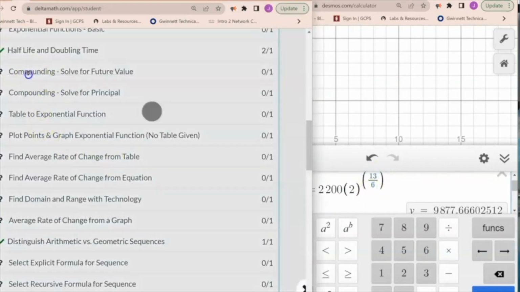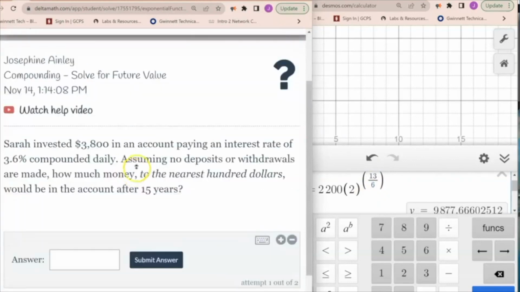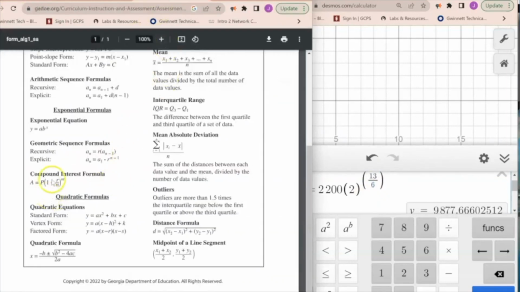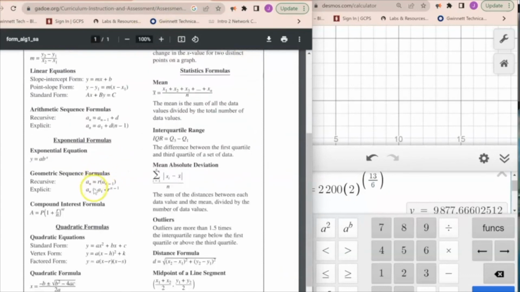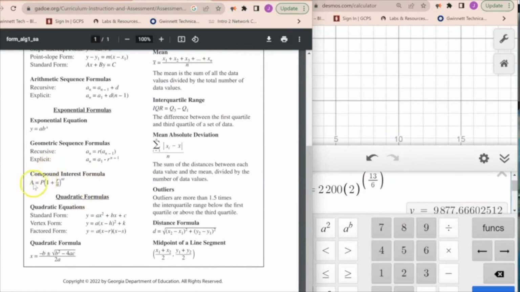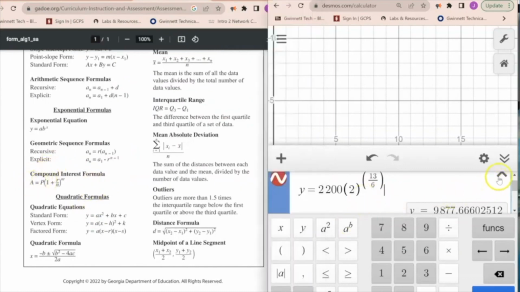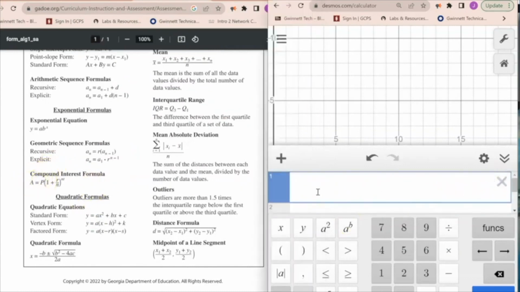All right, let's take a look at compounding, solving for a future value. So this is straight out of a formula. What I'm going to do is look for the formula for compounding. It's an exponential equation, but a special kind, and it's this formula right here. You just need to know what each of those things are. So I'm going to type it out.